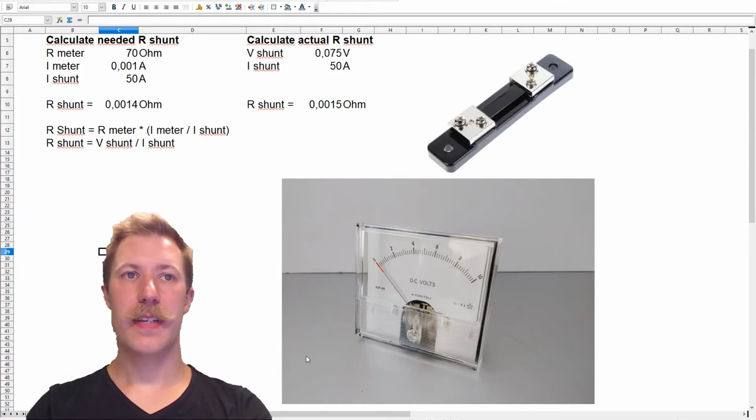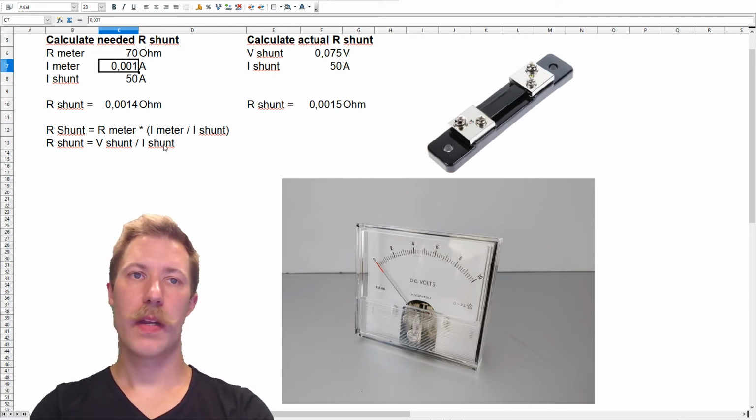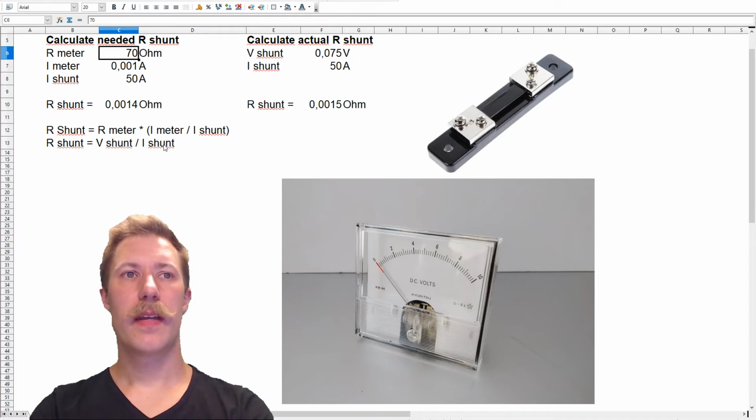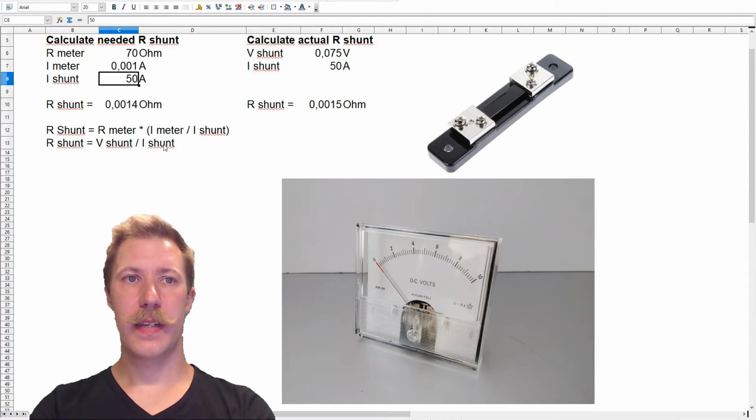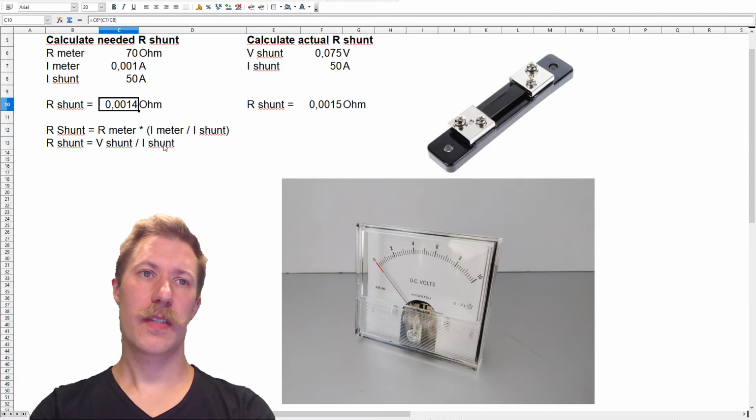Now, to make things easy, I made myself a small spreadsheet here, and also so I could explain it better to you. I know that this meter is a 1 milliamp DC meter, so that's why I meter up here is entered as 0.001 amps, which is 1 milliamp. The resistance of the meter was 70 ohm. And here I say that a 50 amp shunt is what I needed for my induction heater. So here I can calculate that the required shunt resistance would be 0.0014 ohm.